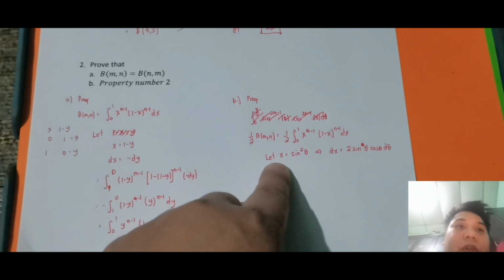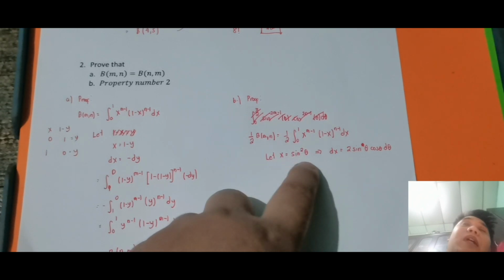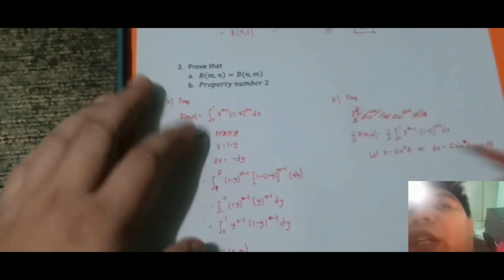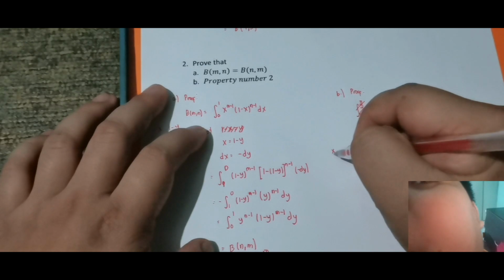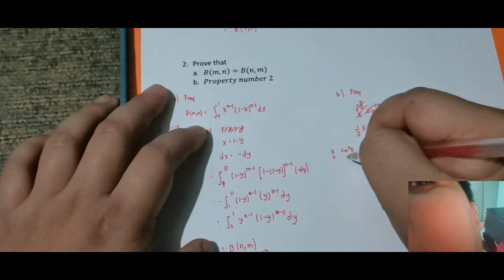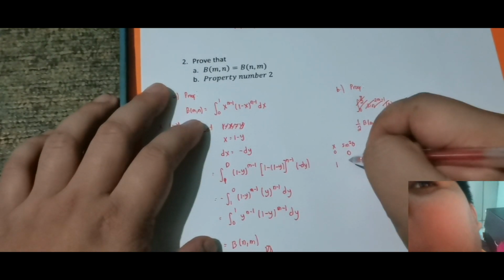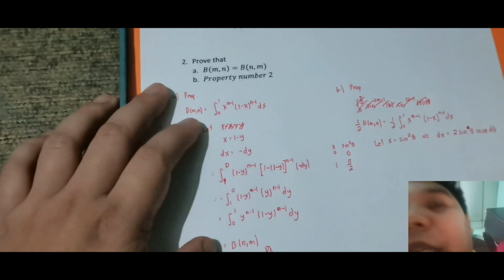Kung yung x is 0, ano dapat yung value ng theta? No? So kung yung x is 0, ano dapat yung value ng theta para mag-0 siya? So therefore 0 siya. So dito kung yung x 0, ito yung sine squared theta, dapat yung theta natin is 0 din. Okay, kung yung x is 1, ano dapat value ng theta? This is just dapat pi over 2. Kasi sin pi over 2 is 1. Okay, so therefore this is sin pi over 2.